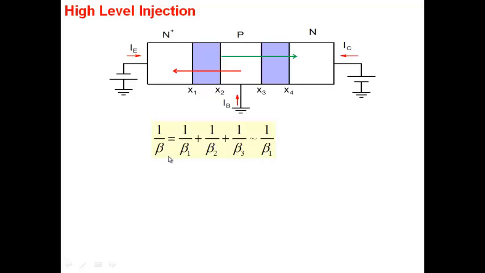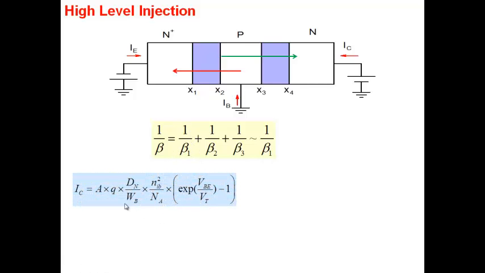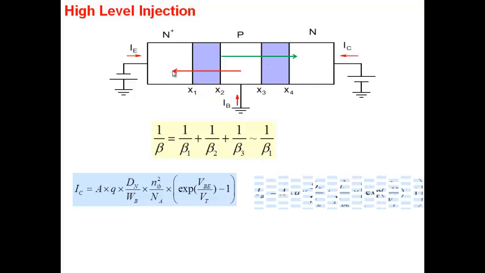So the current gain depends primarily, as I said, when you go to high bias, only on beta 1, the first term. Beta 1 is a ratio of this current and the current injected into the emitter here, right? So IC is here and IB is here. Now we are talking about high bias, when you apply high bias.